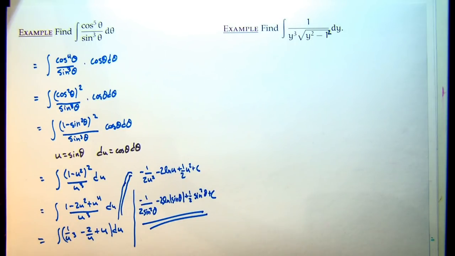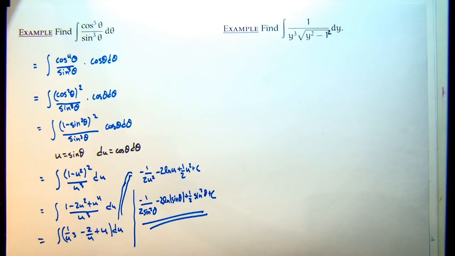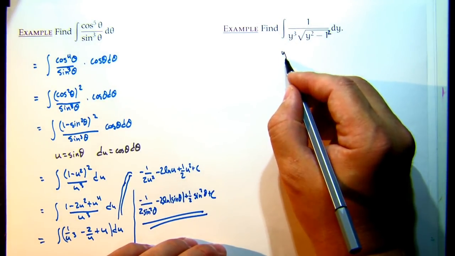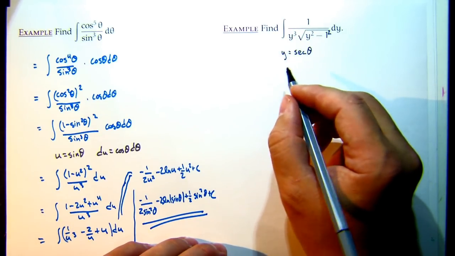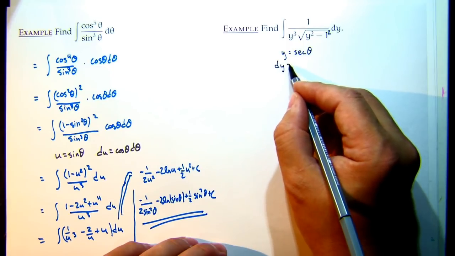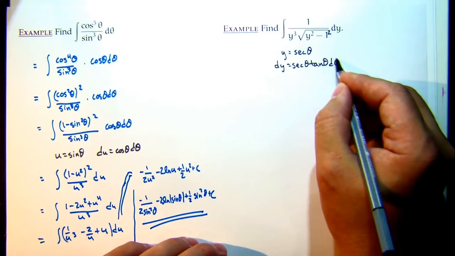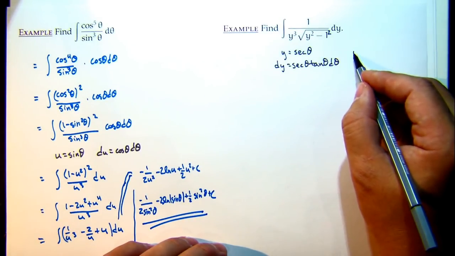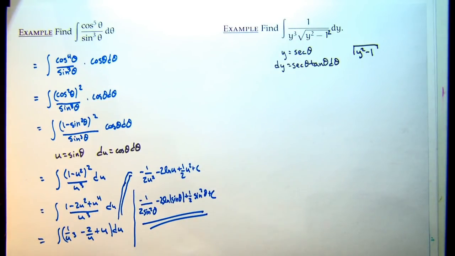Okay, so let's do that. Let's do a trig substitution. Well, what's the right trig substitution to make? If I have variable squared minus constant squared, the answer is I should choose y to be secant. So if I choose y to be secant, that says dy, well, that better be secant times tangent d theta. And on a side note, square root of y squared minus 1 becomes the square root of secant squared minus 1. That's the square root of tangent squared, so that's tangent.